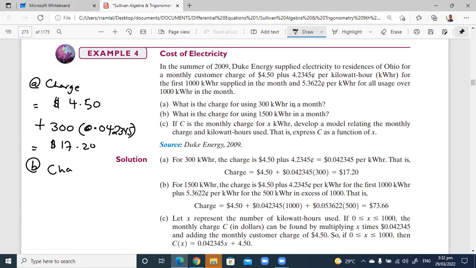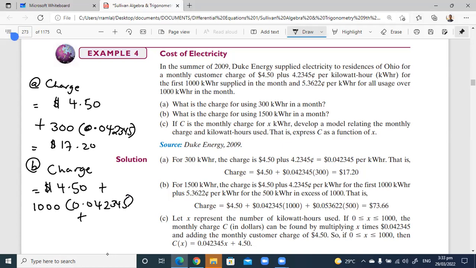For part B now, what's the charge for using 1,500? So you have to be careful with this one. You have to pay your fixed charge, $4.50. Then for the first 1,000, take out the first 1,000 and pay it at the cheaper rate. That's what the question says. Up to the first 1,000, you're paying 4.2345 cents.